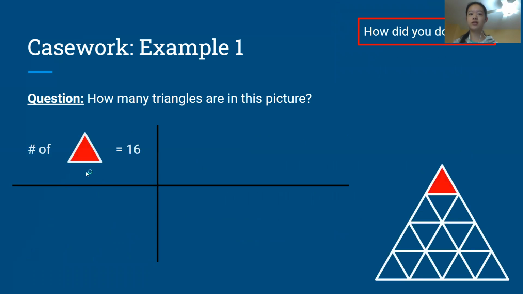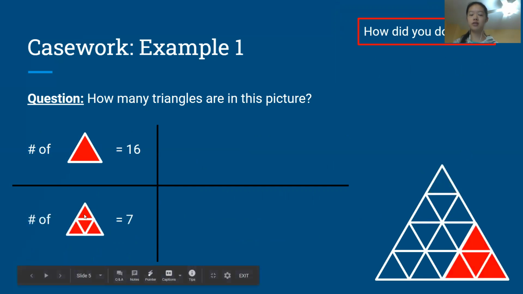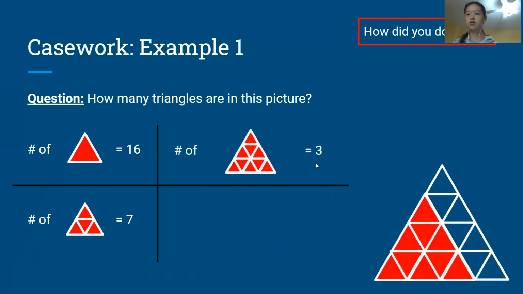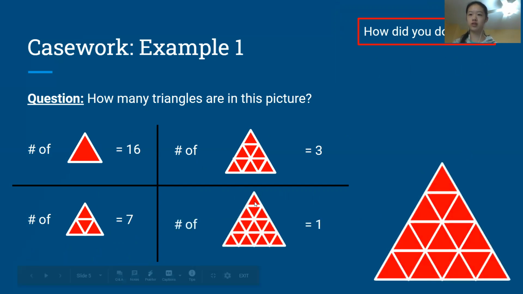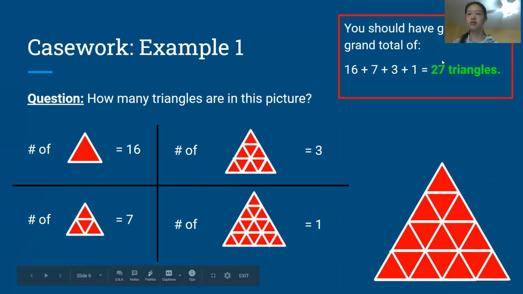Okay, so you should have counted 16 of these small triangles, 7 of these larger triangles, which are made of 4 smaller ones. And you should have counted 3 of these larger triangles, which are made of 9 of these smaller ones. And finally, you should have counted 1 big triangle, which is the whole image. So in total, you should have gotten 16 plus 7 plus 3 plus 1, which is 27 triangles.